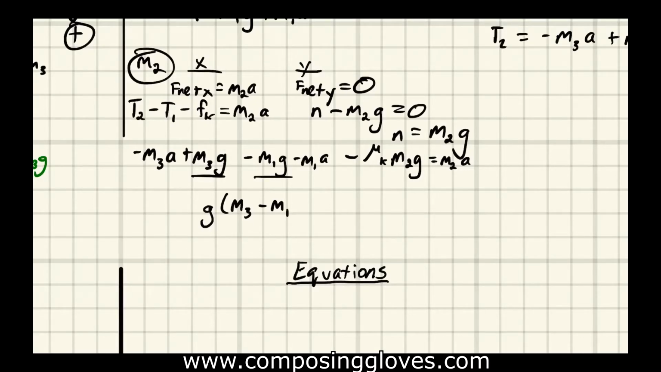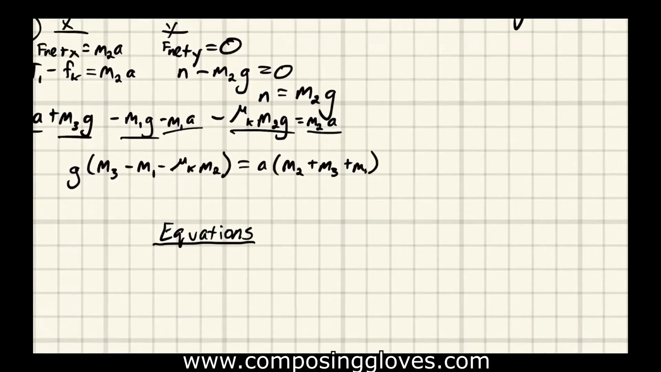Minus mu sub k, this term, m2. And we took the g out of all these terms, so it's on the outside. We're moving over this term. All terms with a are going to have it, so I could take the a out. It's going to be m2, that term, and it's going to be plus m3 because we moved it over to the other side and factored the a out, and then minus m1a, which is going to be plus m1.